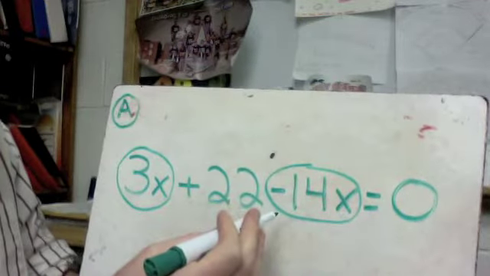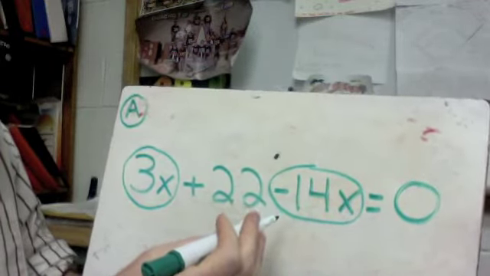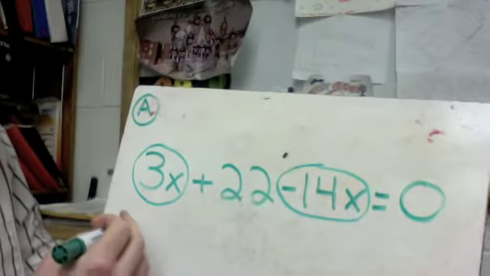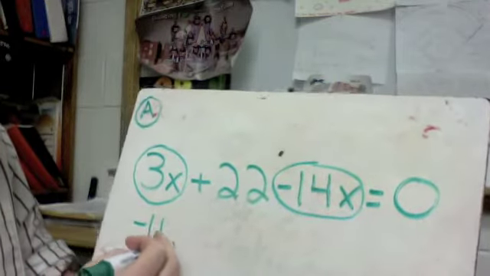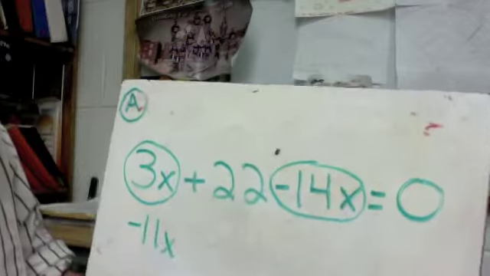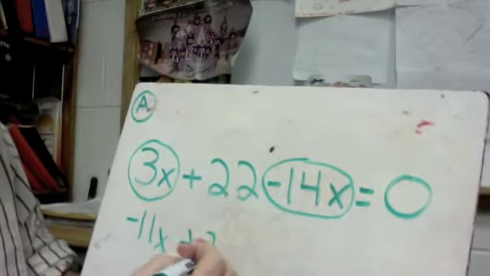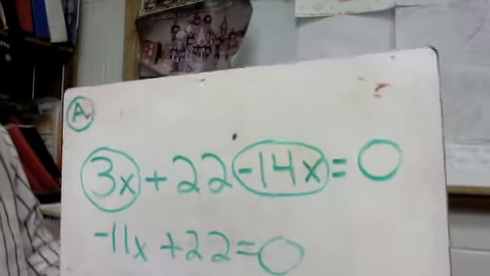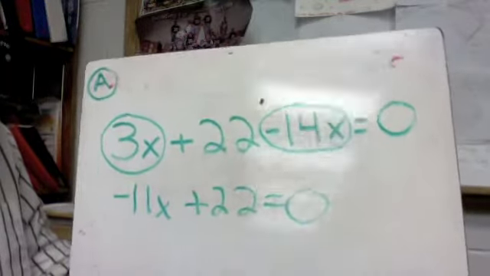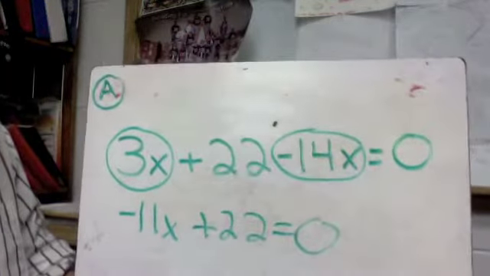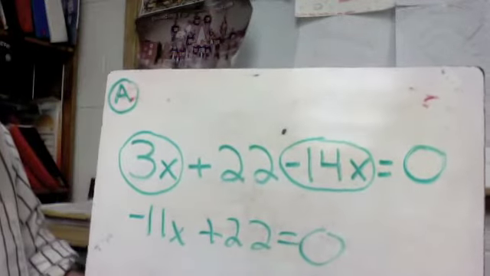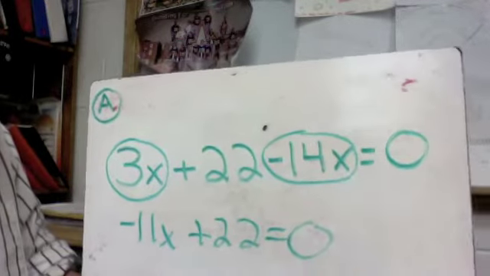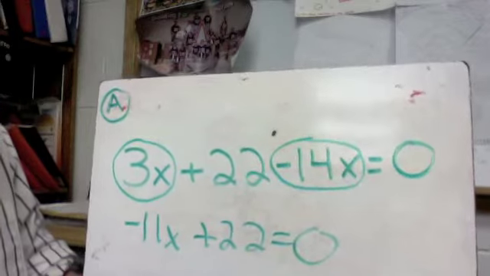3x and negative 14x, if you put those things together, is going to be negative 11x. Then we still have the plus 22 equals 0. Once you combine those, now the problem looks like the solving problems that you're familiar with. So we just need to use inverse operations to figure out what x is.